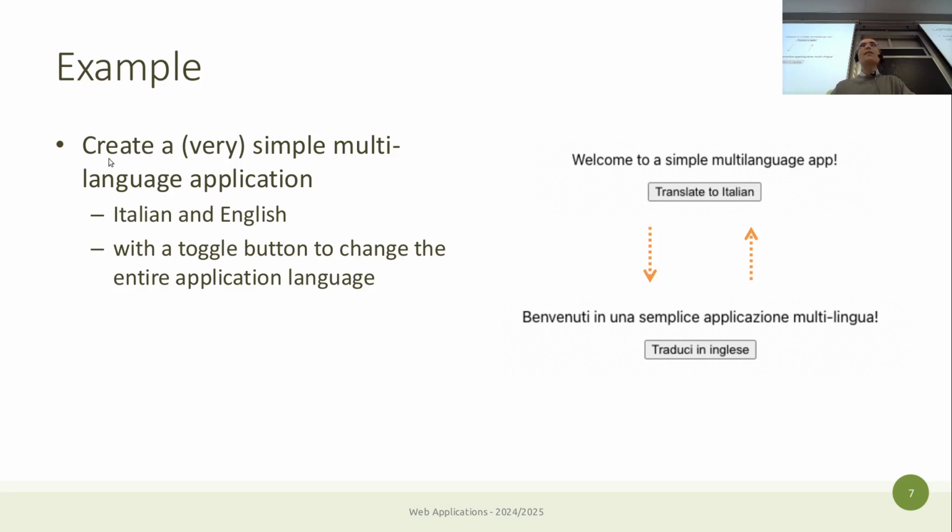And so let's assume we would like to create a very simple multi-language application. It's just a button. You click it, there's a state, and the state decides in which language the text is shown, Italian or English. And so the point is that we have a few components where we would like to pass the information about what we need to show, not through props, but through the context. So we see how the context works.